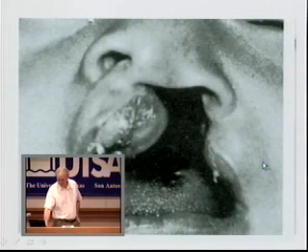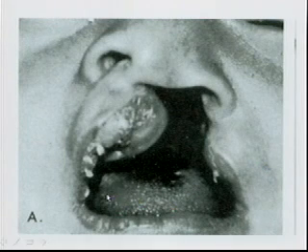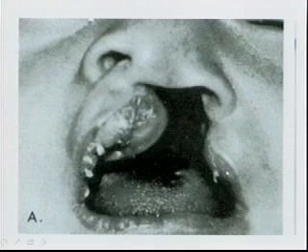Here then, in this view, we can see a rather extreme case of the failure of closure of the maxillary processes. So the maxillary bone didn't form, and it is only unilateral. So this would be the left, and this would be the right, as we can orient.